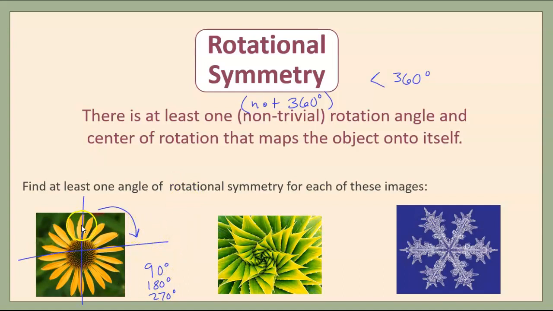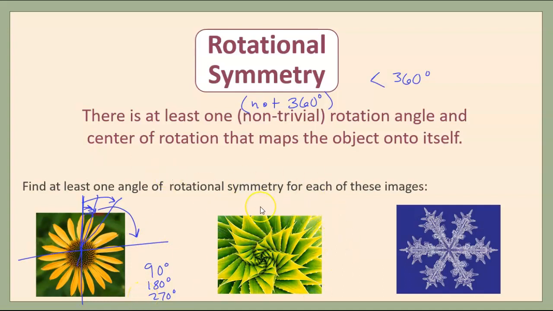There are actually more, because even if we only went this far, right? If we only went from here to this petal, if we only did that distance, that angle right there, much smaller, we would still get a rotational symmetry. Each petal would rotate onto the next one. Same with this angle right here. That is another rotational symmetry. So this flower has many rotational symmetries, but really obvious ones are 90, 180, and 270.